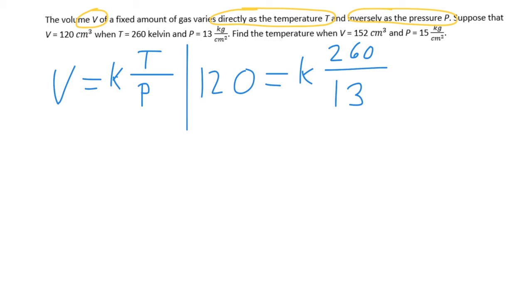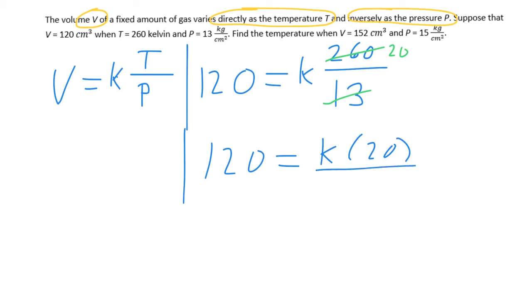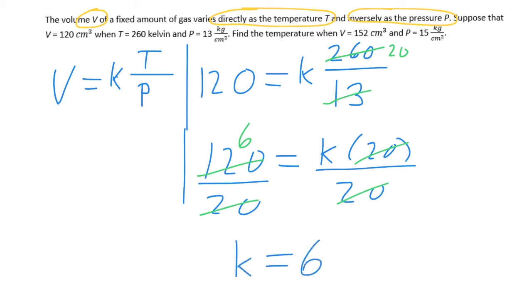13 will go into 260 20 times. So that's going to give us 120 equals K times 20. Divide both sides of this by 20. 20 will cancel out. And over here on the left, the 20 will cancel with the 120 to leave 6, which tells us that K equals 6.